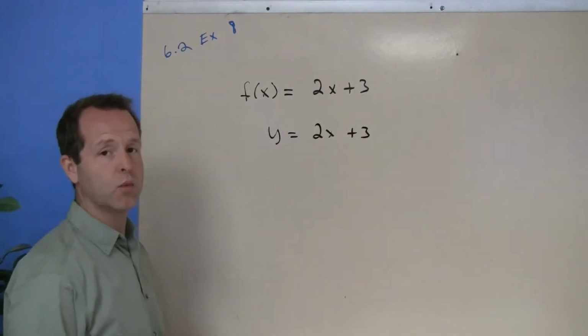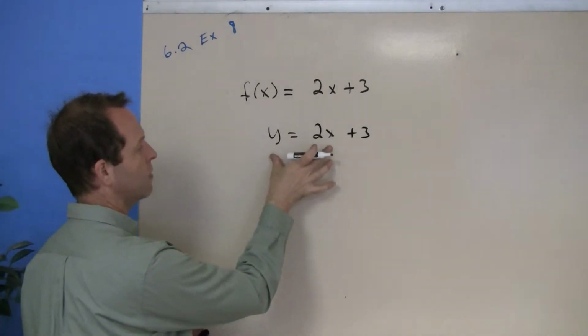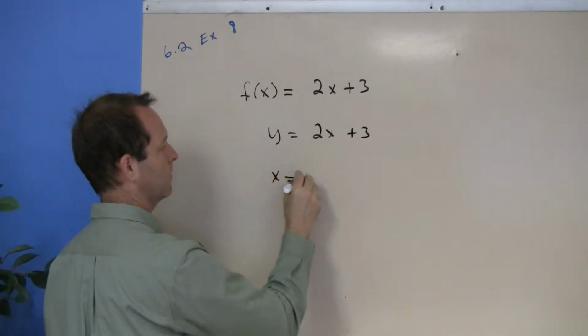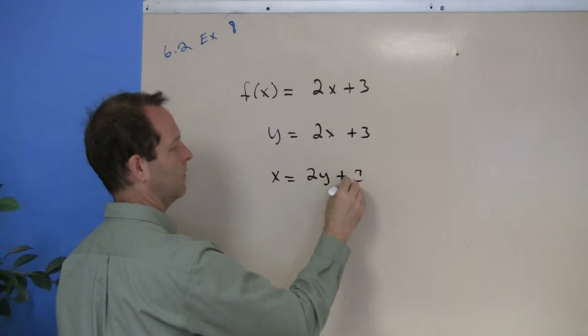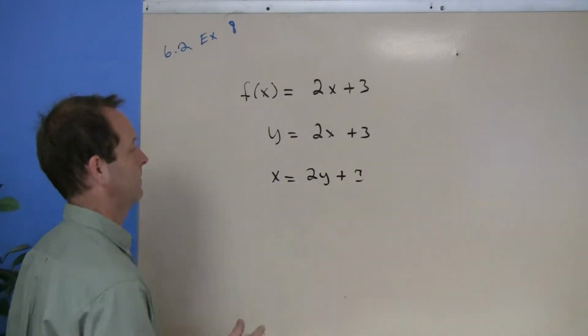I'm going to write the equation as y equals 2x plus 3. I'm going to switch the variables around, and then solve for y.